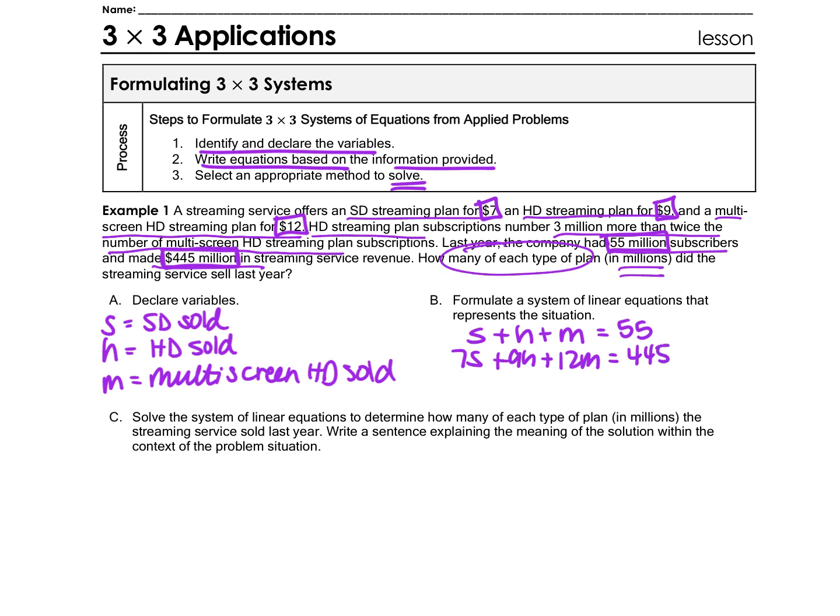Okay, so I also need another equation. It told us the HD streaming plan is 3 million more than twice the number of multi-screen. So we're going to have HD, which is H, equals 3 million more than twice the multi-screen HD. So I'm going to put 2M plus 3. You could also put 3 plus 2M. It's the same thing. All right, so there's my three equations.